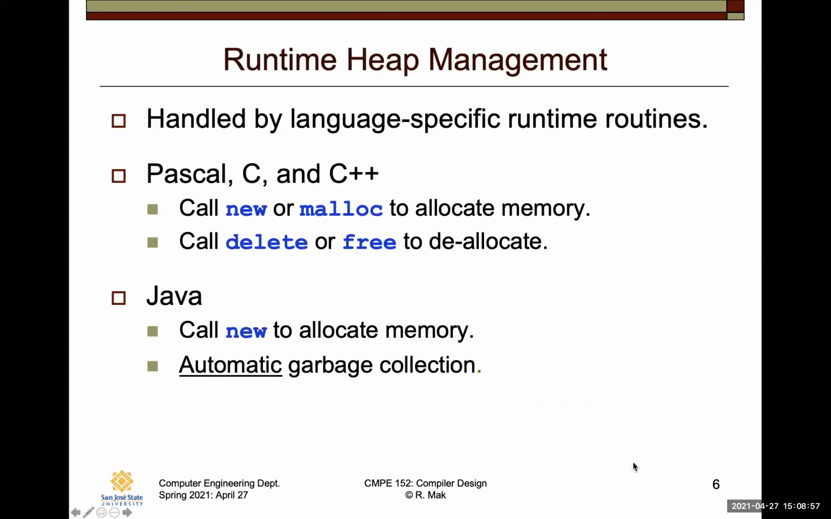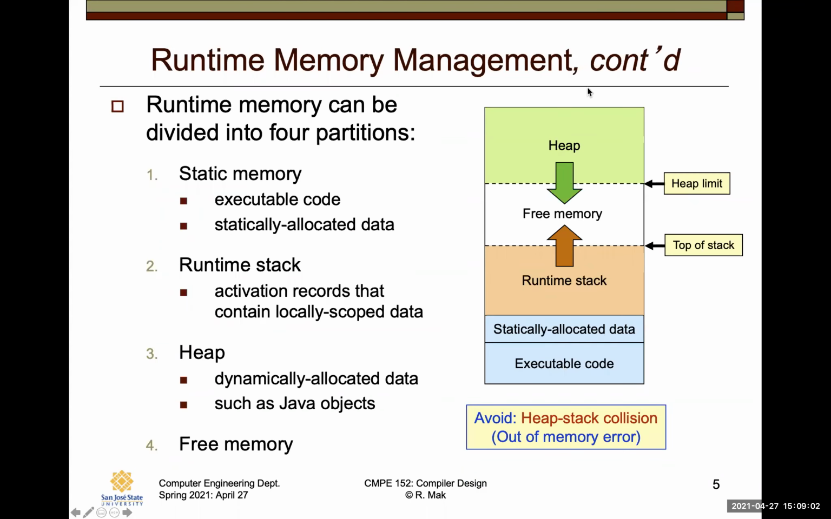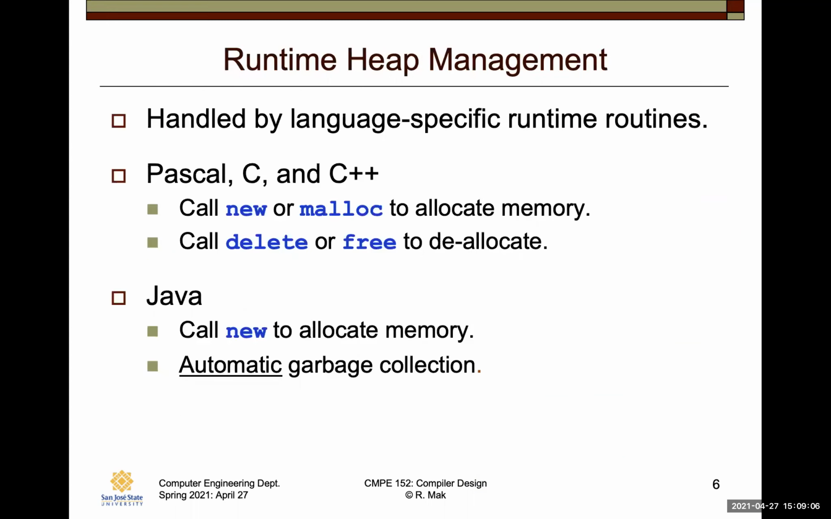Now how is this heap managed? The objects that we're creating out here in the heap, how is that managed? Different languages have different ways of managing the heap. In C and C++, whenever you want to dynamically create something out in the heap, you call new or malloc, and then when you're done with that object, presumably you'll remember to call delete or free on it to free up that memory.